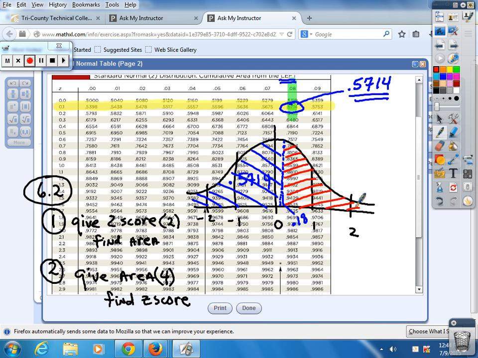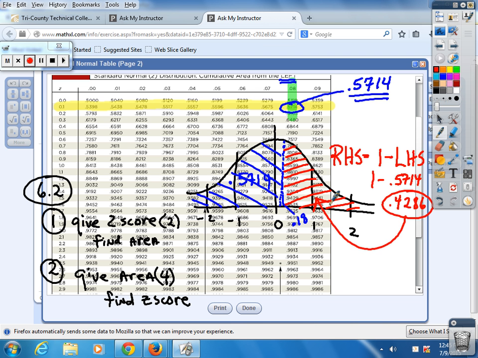The right-hand side, as I told you in a previous video or class, is 1 minus the what? The left-hand side. So that would be 1 minus 0.5714, and that would be 0.4286. Somebody check me? And now you have both areas. You have the area up to 0.18, and then you have the area above 0.18.